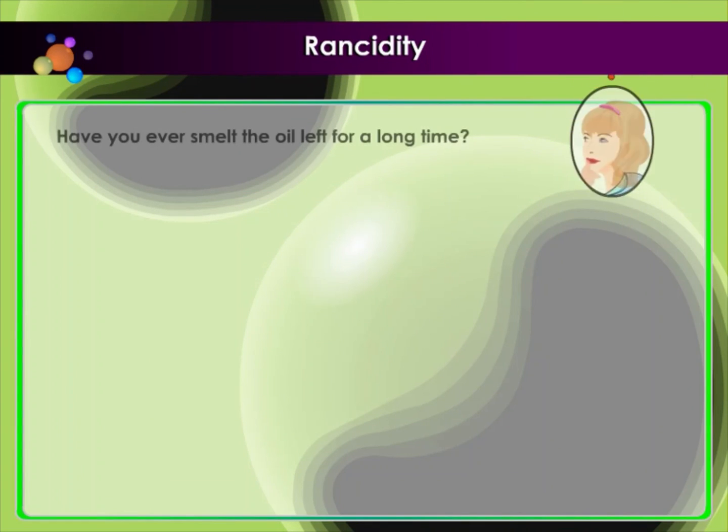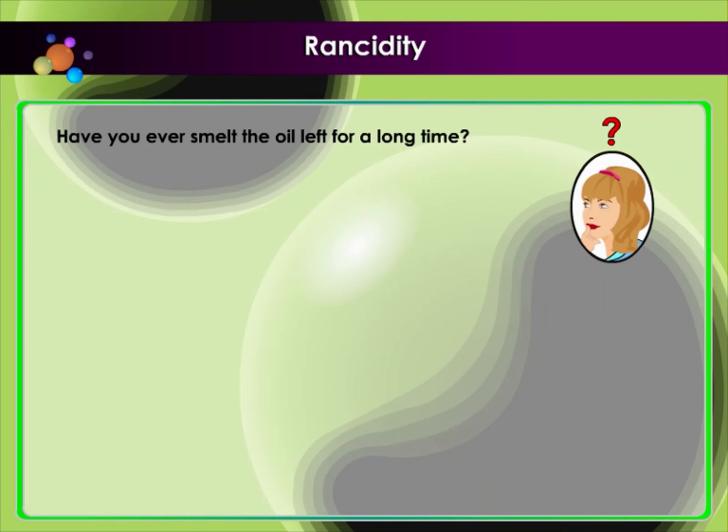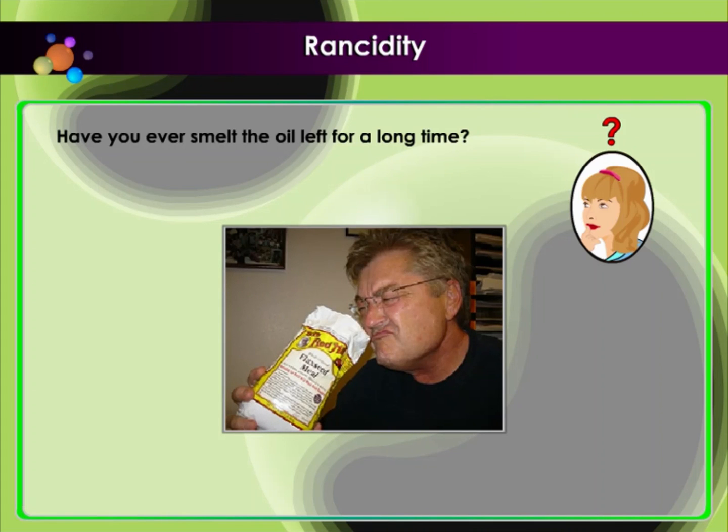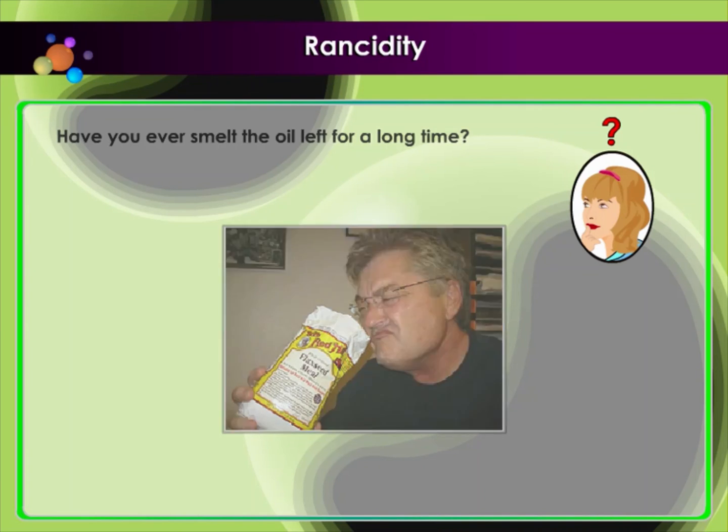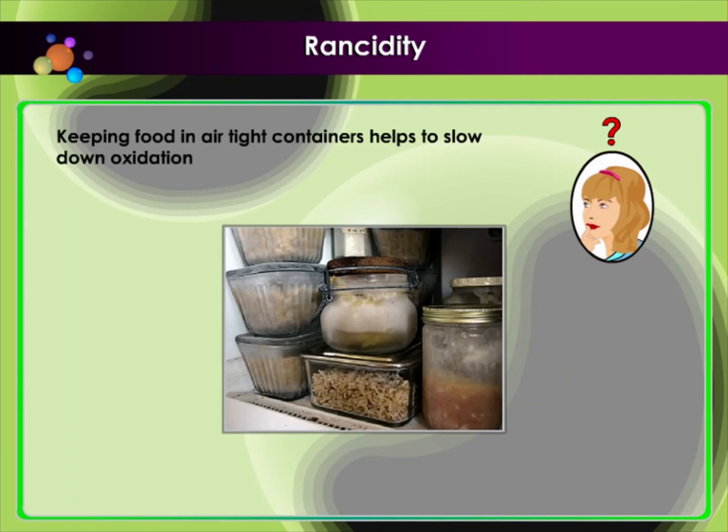Rancidity. Have you ever tasted or smelt the fat or oil containing food materials left for a long time? When fats and oils are oxidized, they become rancid and their smell and taste changes. Usually, substances which prevent oxidation, antioxidants, are added to foods containing fats and oil. Keeping food in airtight containers helps to slow down oxidation.